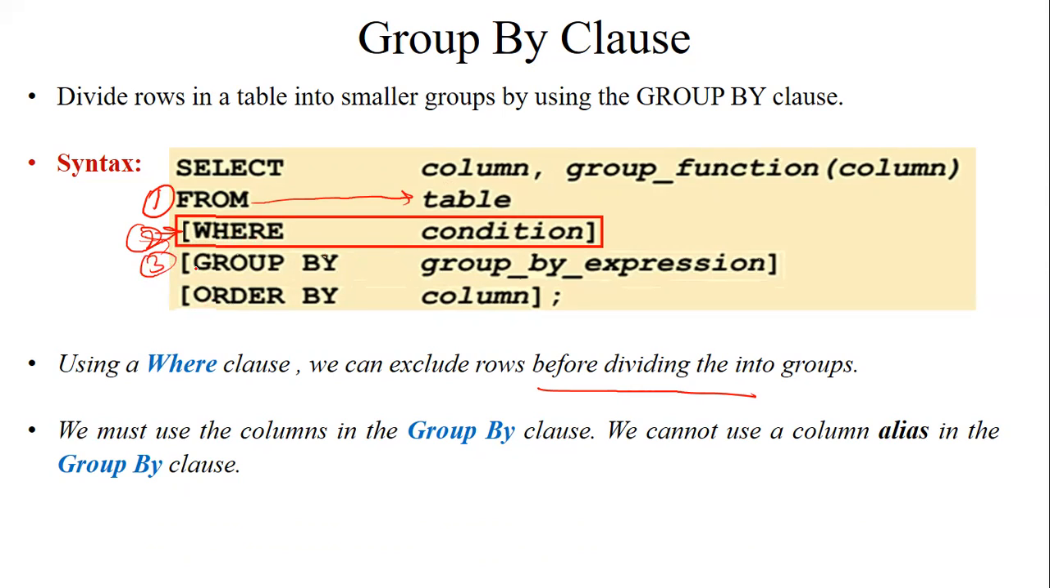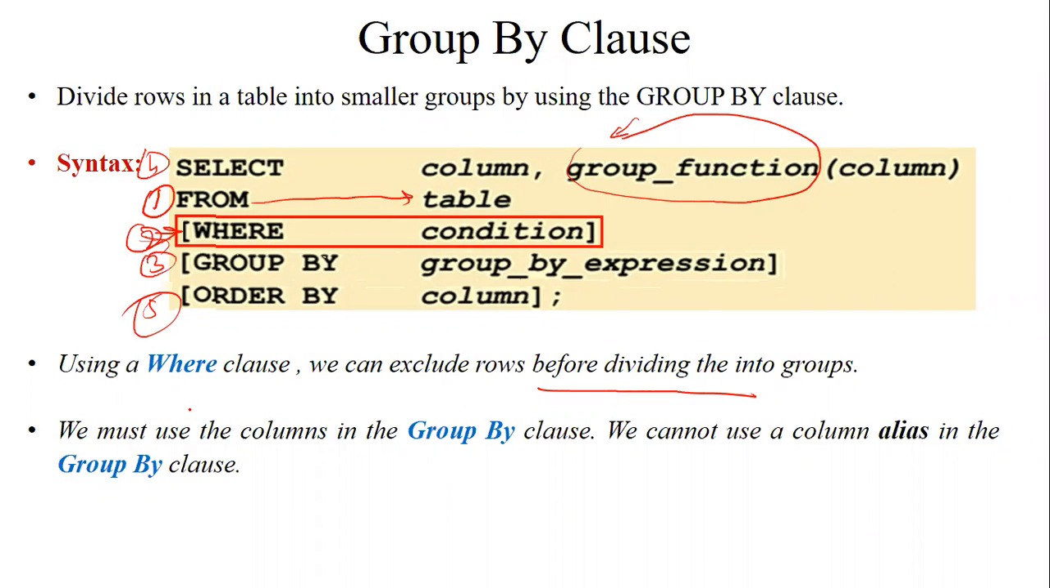Now from these groups you can perform the ORDER BY clause, or you can perform the aggregate function. The aggregate functions specified in the select list will be computed on the groups. So the sequence of execution of this query will be: first FROM, second WHERE, third GROUP BY, fourth the group function, and fifth the ORDER BY clause.